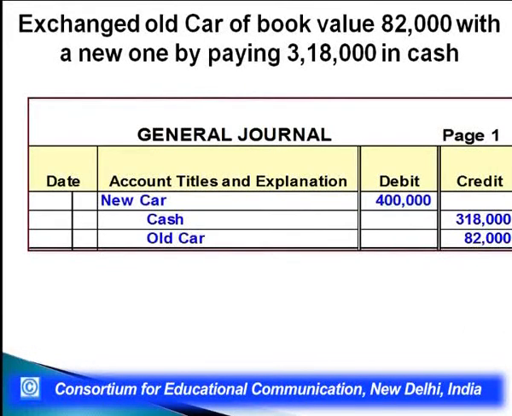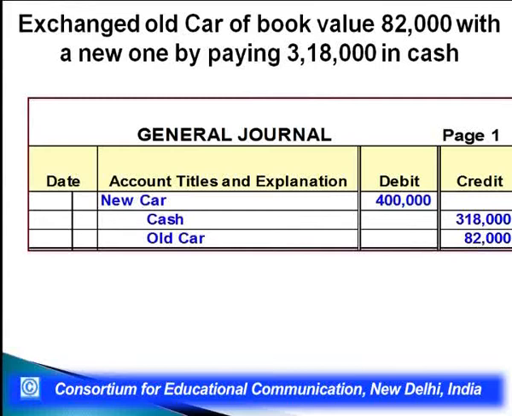Exchanged old car of book value 82,000 with the new one by paying 3,18,000 in cash. So I got a car which means it has a worth of 4 lakhs. I paid 318,000 in cash, and I gave my old car which had a book value of 82,000. Alright.